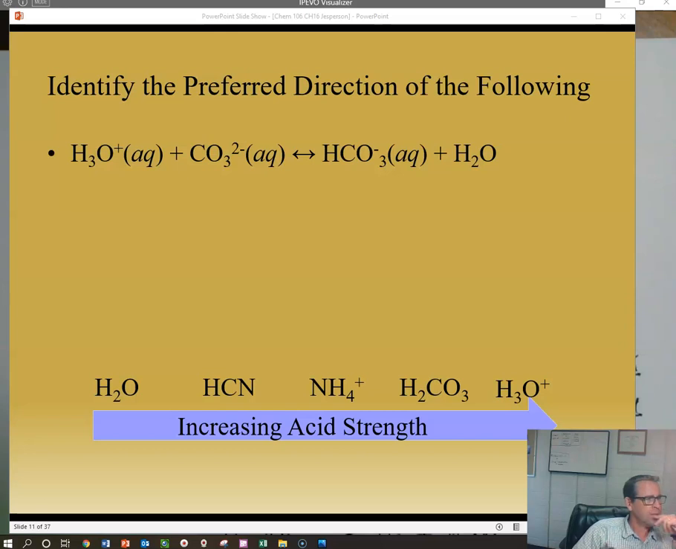Donate its proton. That's right. It gives its proton. So H3O plus is the one that will want to give the proton more than any of these other compounds here. So if we're looking at H3O plus reacting with CO3 2 minus, and then we look at the products over here, we can see that H3O plus is acting like an acid with the CO3 2 minus. It acts like an acid because I can see that it gives up a proton to form H2O. I can also see that the CO3 2 minus is behaving like a base.